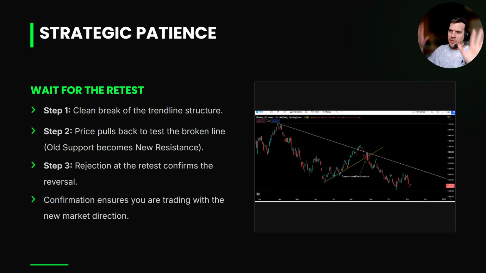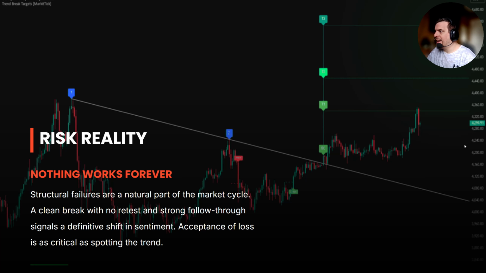So confirmation ensures that you are trading with a new market direction. And again, if this is a little bit too much, don't worry. I have a couple live examples I will show you, but you can see this even right here, how it broke initially, it came back in. So this would have been a great entry point right there. As soon as it comes back in, get into this. This would have been a short position in that case.